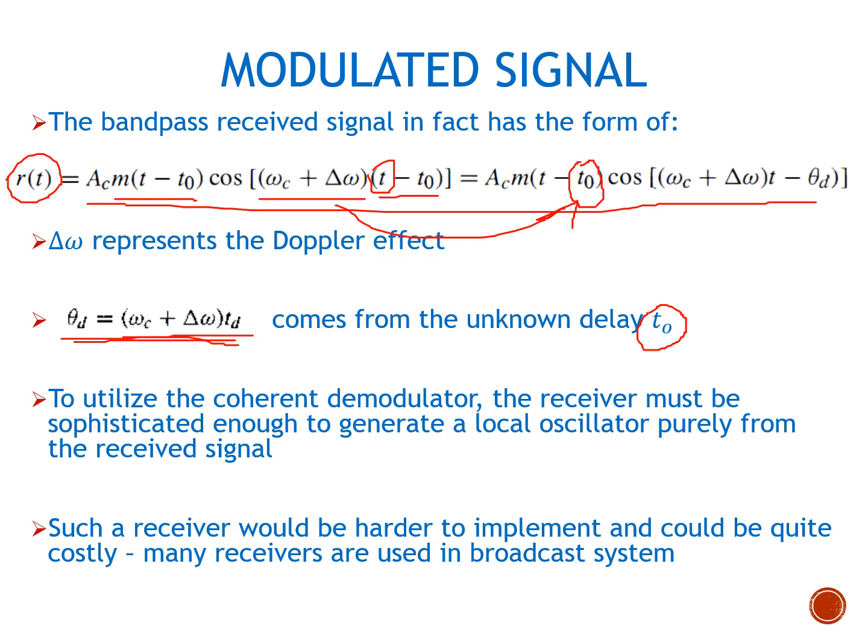So to utilize a coherent demodulator, the receiver must be sophisticated enough to generate a local oscillator purely from the received signal. Now the receiver needs to use this signal to get the local oscillator, but the problem with this signal is its frequency keeps on changing depending upon the distance of the receiver. So if the receiver is moving, for example, we are in a car, then this becomes very difficult. Such a receiver would be harder to implement and could be quite costly. Many receivers are used generally in a broadcast system, so we cannot have so many complex and costly receivers.